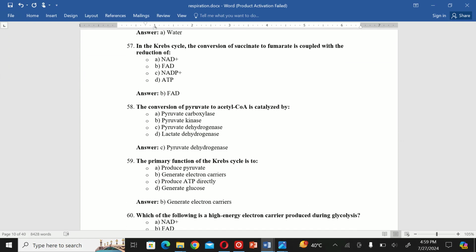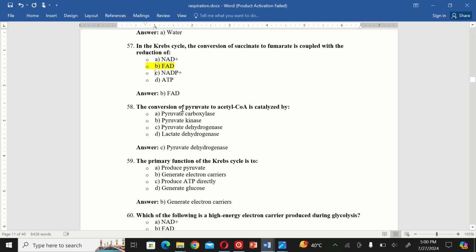The next MCQ is: in the Krebs cycle, the conversion of succinate to fumarate is coupled with the reduction of A. NAD plus, B. FAD, C. NADP plus, and D. ATP. So the correct option is B.